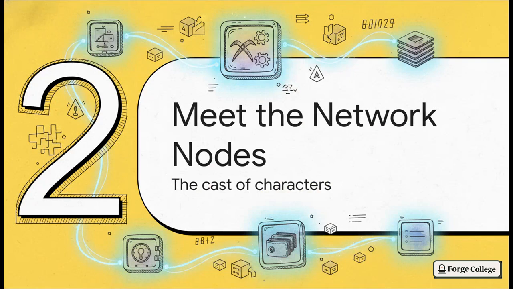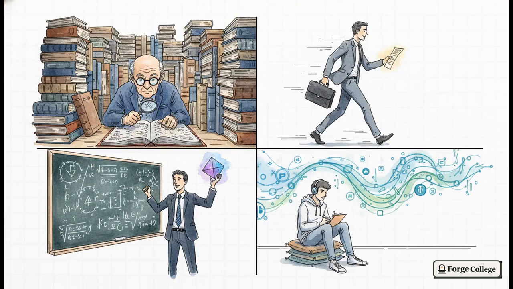Moving on to section 2, meet the network nodes. Let's see how this builds out. I actually love comparing these network roles to an office environment. Your full nodes, they are the meticulous record keepers. They store absolutely everything, every single transaction since the dawn of the network. They trust absolutely no one and verify every little thing.